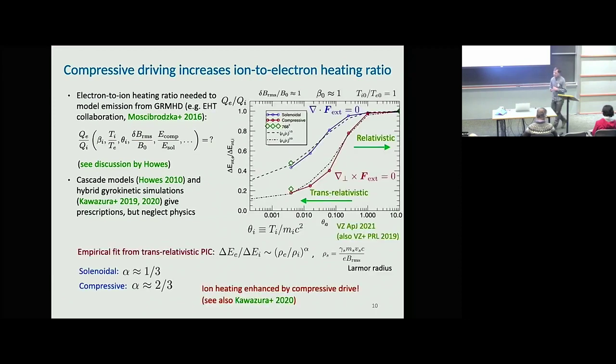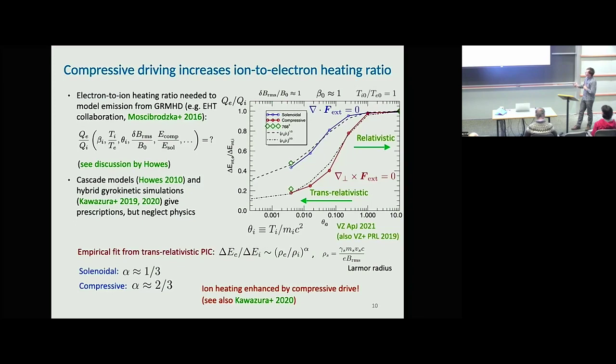So we want to study this with fully kinetic PIC simulations, and we get a result which looks like this. This ratio tends to be less than 1 in the trans-relativistic regime, indicating that the ions are heated more than the electrons, which is exactly what the models need for the accretion flows, radiatively inefficient accretion flows. When the driving is compressive, then the ions are heated even more than when the driving is incompressible. And this is consistent with results in the gyrokinetic limit by Kawazura et al.